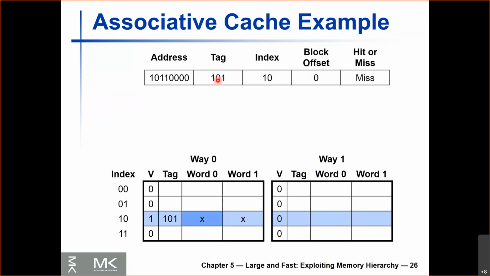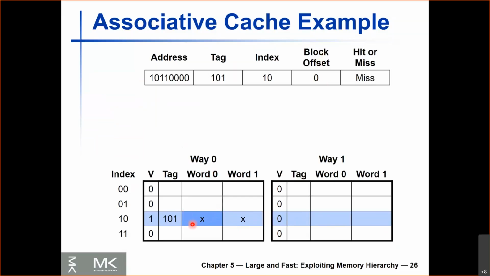I put my tag over here, 101, and then I read in the data from memory and I put it in my cache. And then what you notice here is that the block in the cache has more than one word. So in this case, we're only interested in word 0 in the cache line. Okay, and here we're going to use the block offset 0 to select word 0 in the cache line. However, we're going to bring in both words.